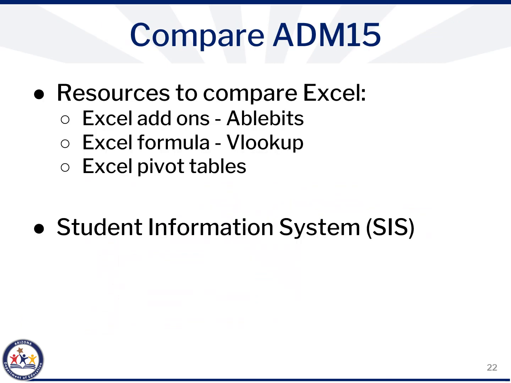If the ADM doesn't match up or show as you expect, then at this point you'll have to look at the detail of the ADM 15. Resources that you can use to compare the ADM 15 to what is in your SIS or what has landed in AZEDS is to use Excel. Excel has many features that you can use to compare, such as Excel add-ons such as AbleBits. There are plenty of Excel formulas that you can use. I utilize VLOOKUP. Or you can also utilize Excel pivot tables.